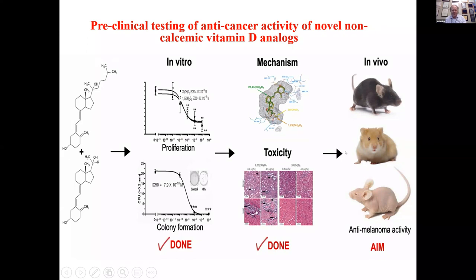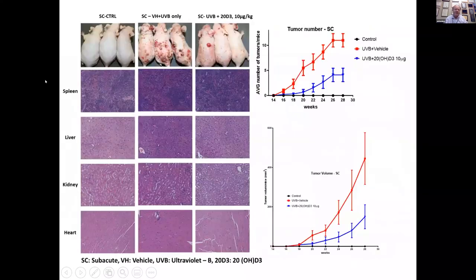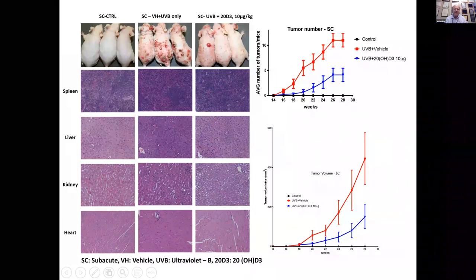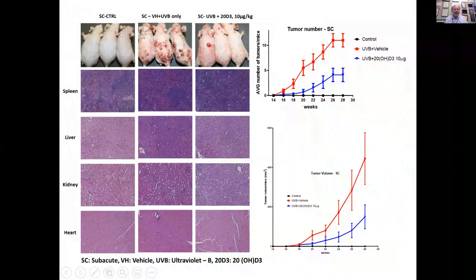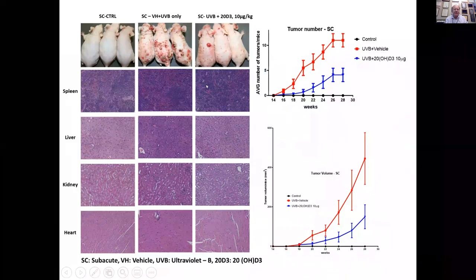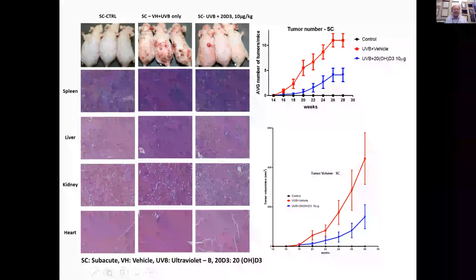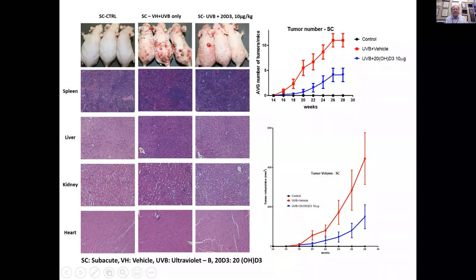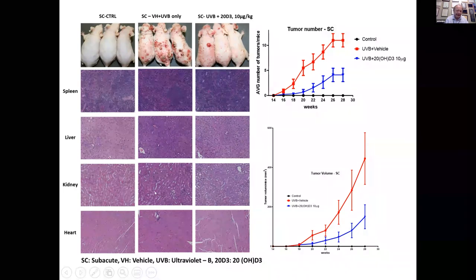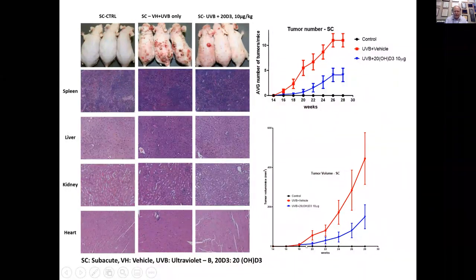And then the stage of in vivo testing. So this is like a 7-8 months experiment. It's a UVB-induced skin cancer. Skin cancer induced by UVB and treatment by subcutaneous injection of 10 micrograms of 20-hydroxy vitamin D, 3 times a week, reduced the tumorigenesis, reduced the number of tumors, reduced the total volume of tumors. The animals were killed, and then I have analyzed, I am a pathologist, the different organs: no sign of toxicity.